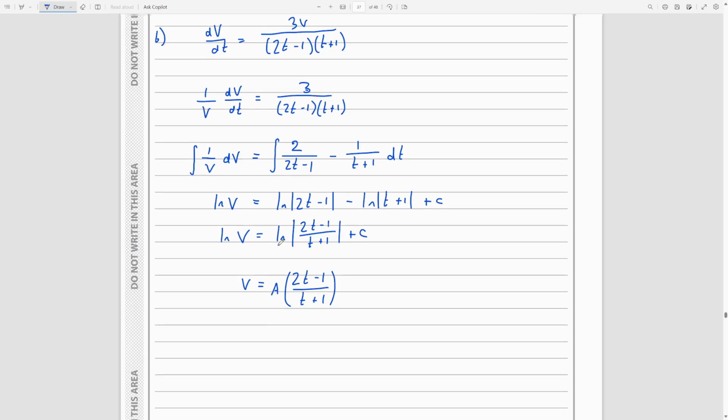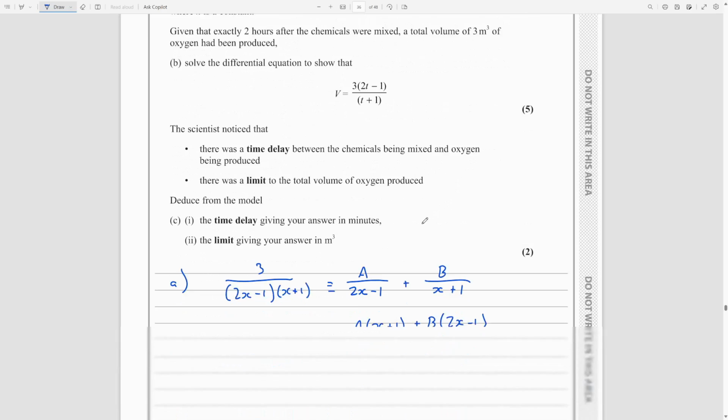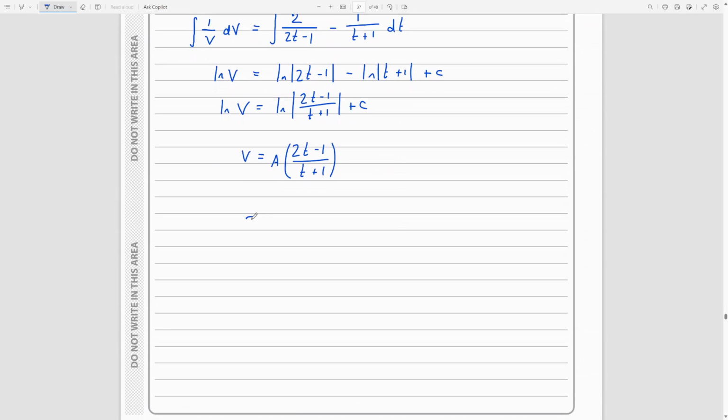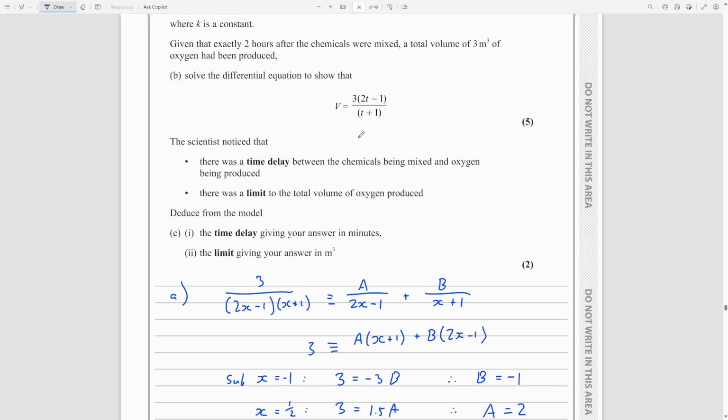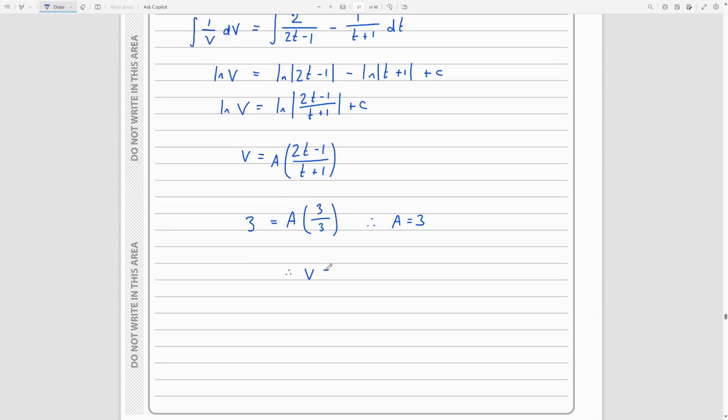Okay, we're nearly there. We can just use the conditions they gave us, which is that exactly 2 hours after the chemicals were mixed, so when t equals 2, v is 3. So v equals 3 when t is 2. 2 times 2 minus 1 is 3. 2 plus 1 is 3. That means that a must equal 3 because that's 1. So a equals 3. Let's just check that's what we wanted to show. Yes, there's the 3 there. So we have successfully shown that v is 3 times (2t minus 1) all over (t plus 1).